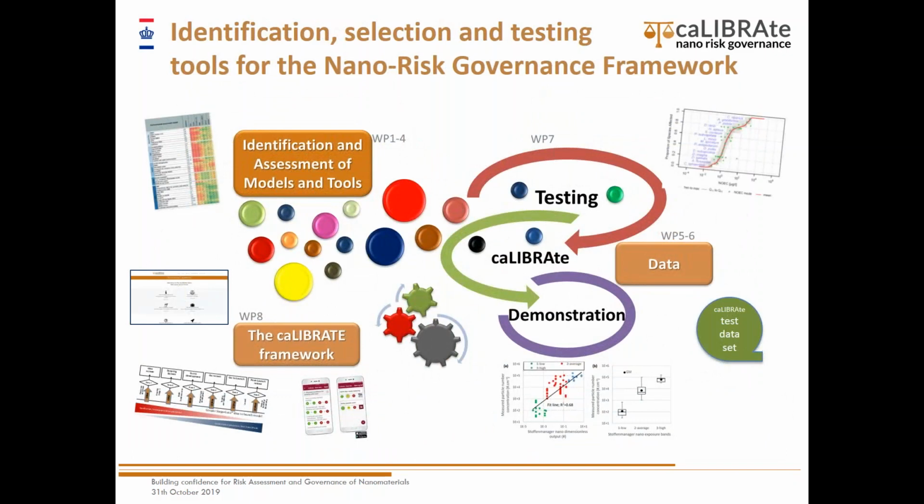The next step was the identification, selection and testing of the tools for the nanorisk governance framework. So we had our different products where we have identification and assessment of the models and tools. We have testing against data, adjustments or calibration according to the first round of testing, and then a second round of testing where we do the actual performance testing, and finally demonstration of the tools in given frameworks. And when that is done, the tool is qualified for uptake into the caLIBRAte nanorisk governance framework.